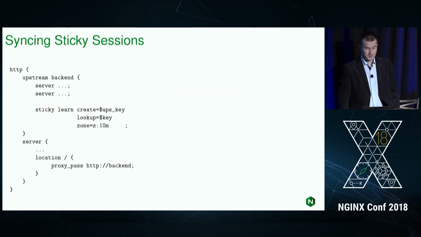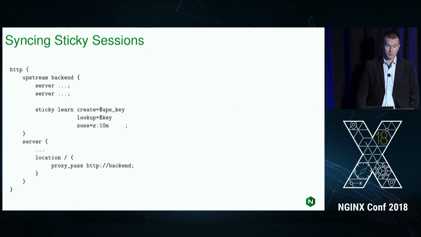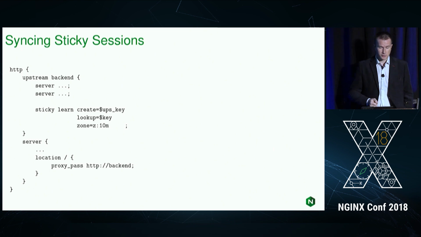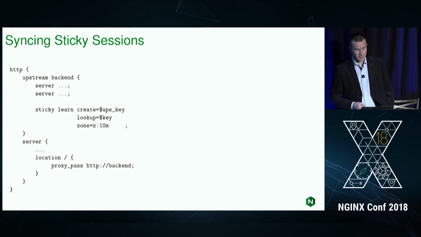So here is a simple example of a configuration of a load balancer that uses sticky sessions. We have an upstream named backend with some servers, and it has a sticky learn directive that uses a shared memory zone named Z, its size 10 megabytes, and all requests that come to our server are proxy passed to that backend.